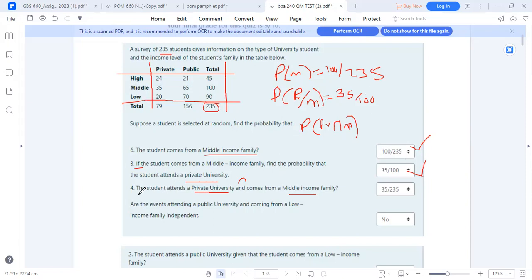But here, coming from private and middle. The word and means using the total of totals, 235. Where are they meeting? Middle and private is still 35. But and is collective, the sample space is still 235. So this is where we have 35 over 235. Interesting, isn't it?